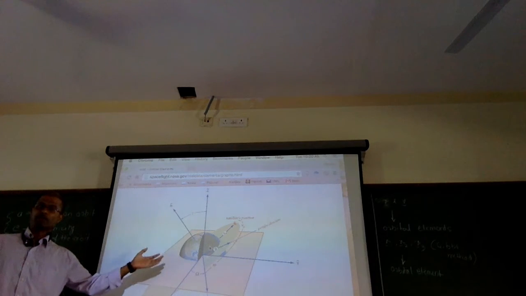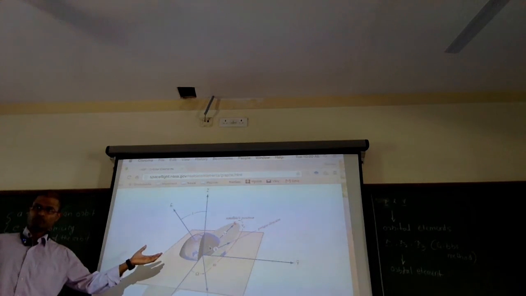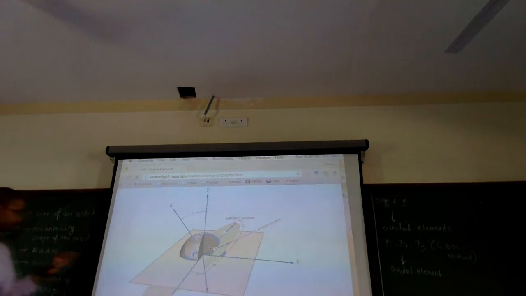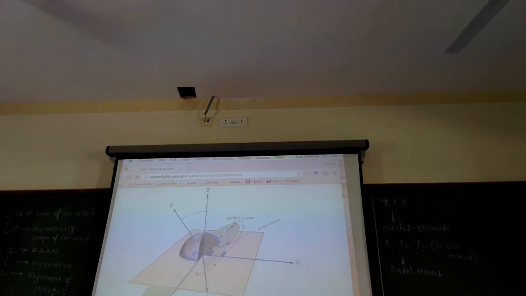What are orbital elements and how do you define them? What makes an orbit unique? These are the 6 elements. The 6 elements make an orbit unique. And this is actually the position of the orbiting body. Do you really need this? Why do you need this? This is giving just the position of the orbiting body, as if it has got nothing to do with the orbit.